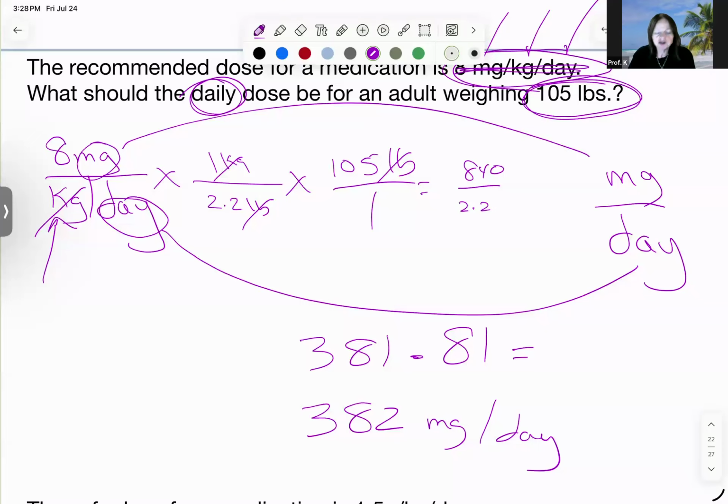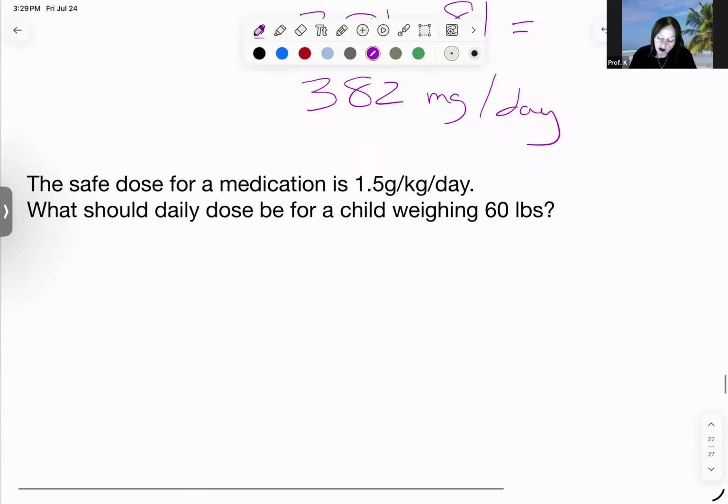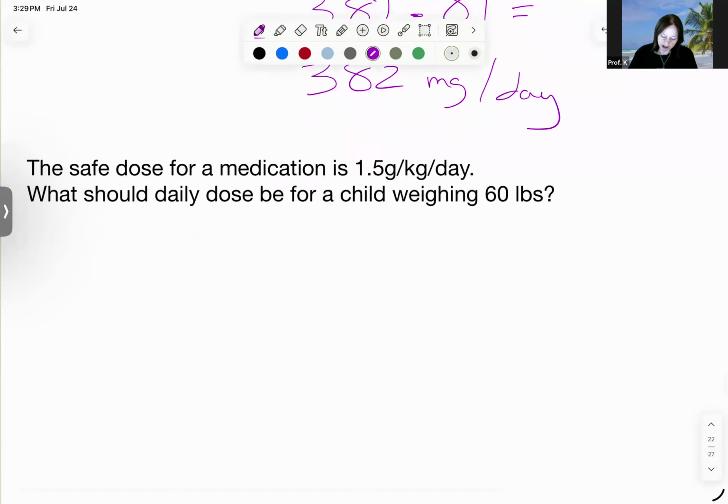Now, somebody asked, do I need to write the day part? No, I will give you the points, but I do want you to try to remember to write that, because when you move through the program and you take other calc exams, they may not be as forgiving as I am. But because we ask you how much per day, if you wrote 382 milligrams, it is technically correct. So with your newfound knowledge, solve this question.